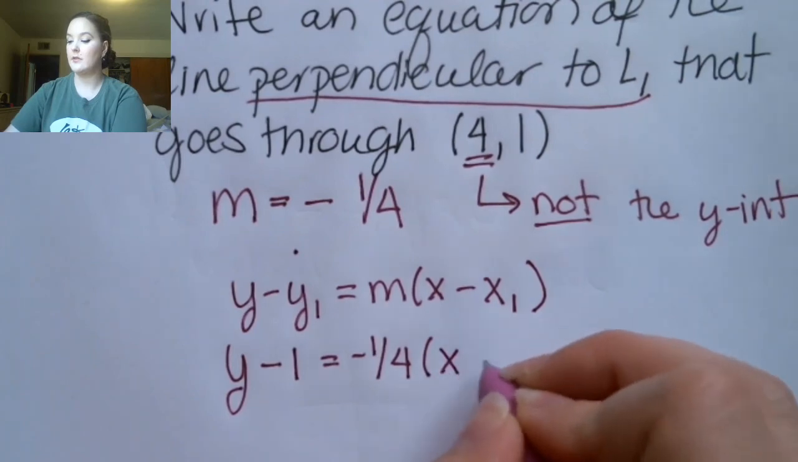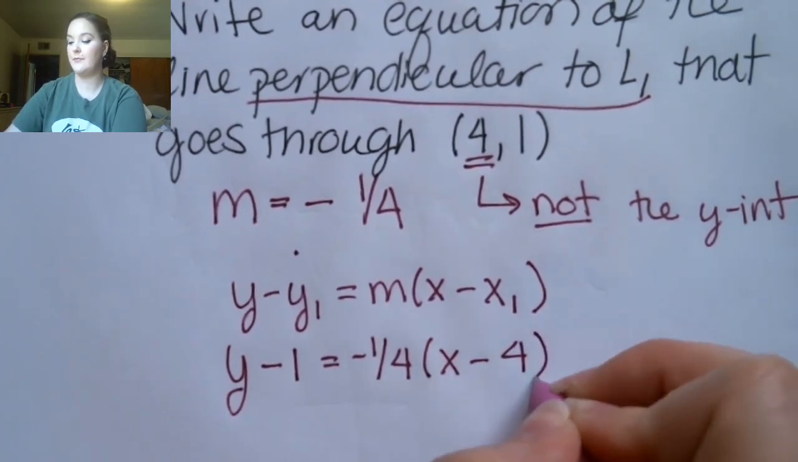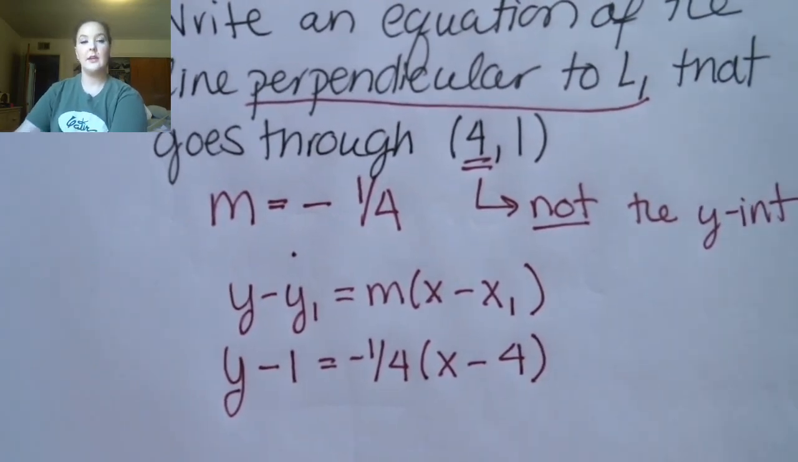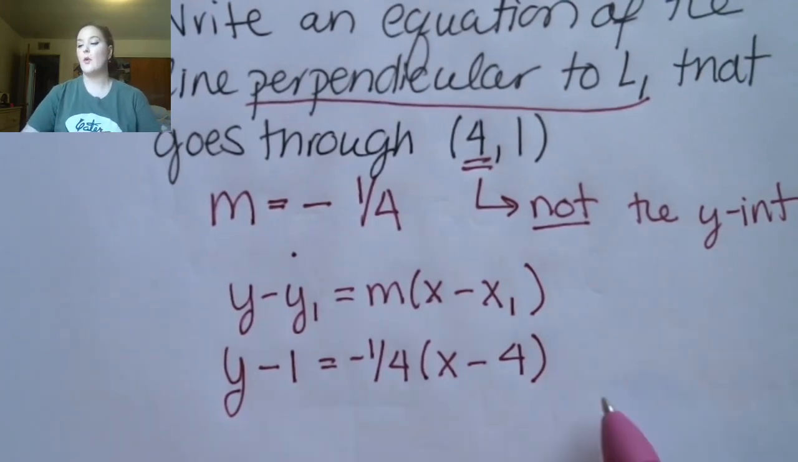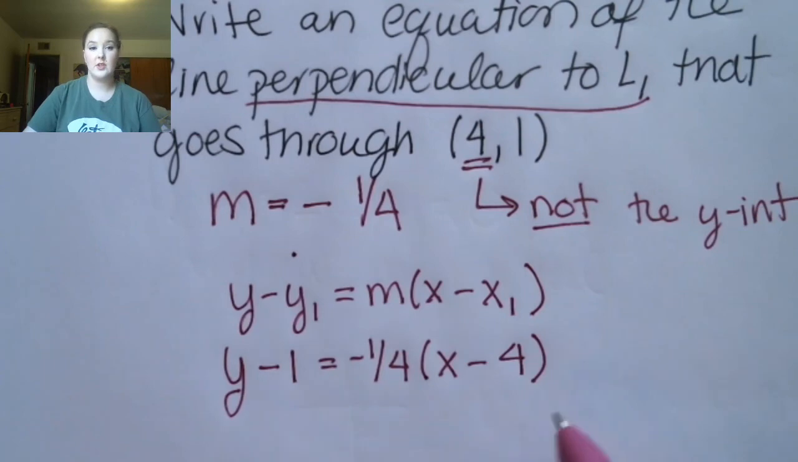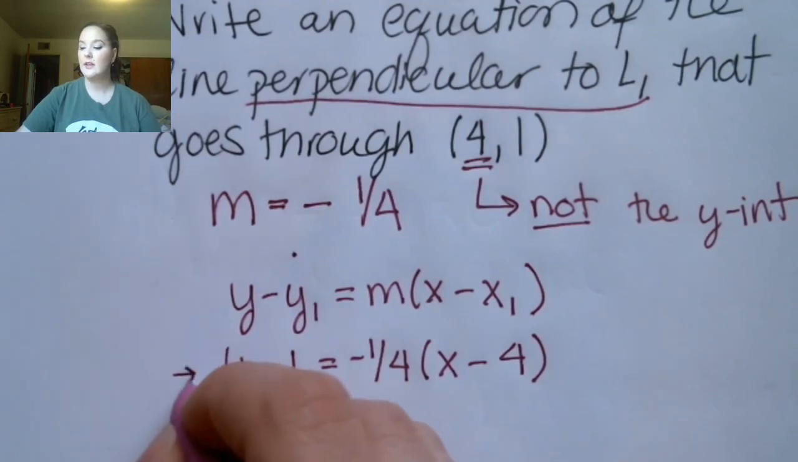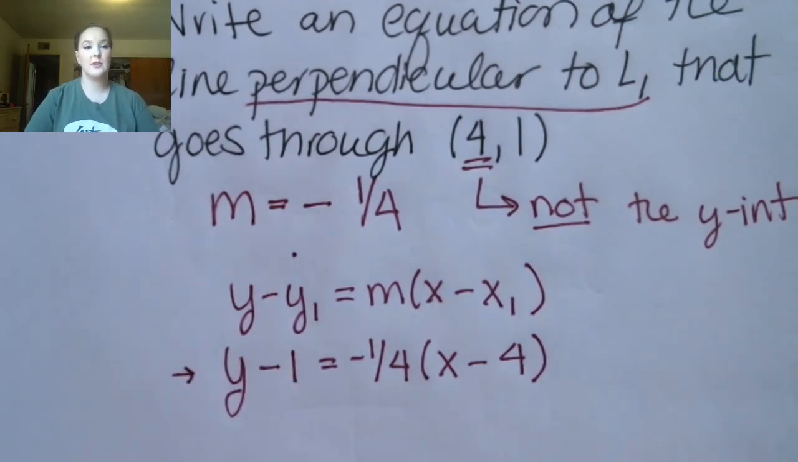x minus x1. Now, just like we said in the previous section, you're free to leave this equation in any form, such as this one, unless the directions are specific about what form. So we can leave it like this. But if the directions were to say, put your answer in slope-intercept form, then we would need to simplify this to slope-intercept form.